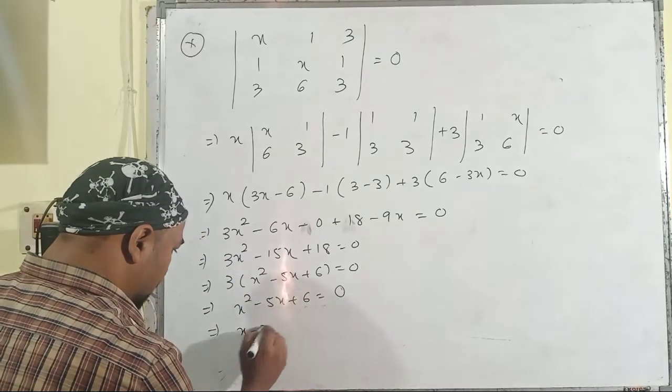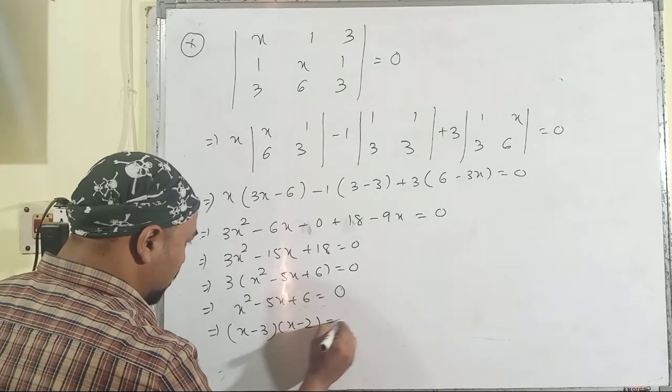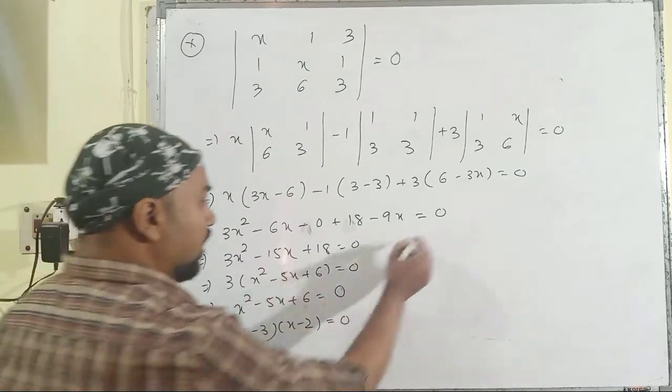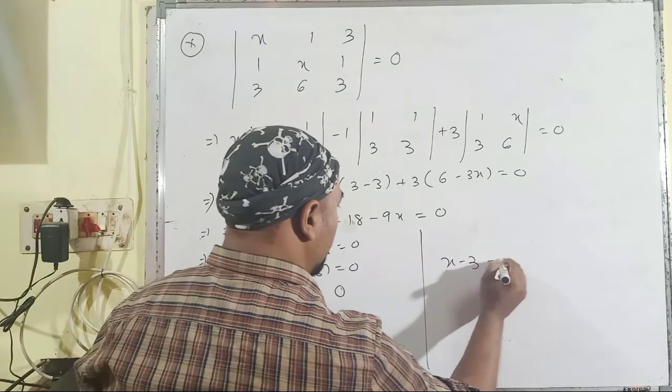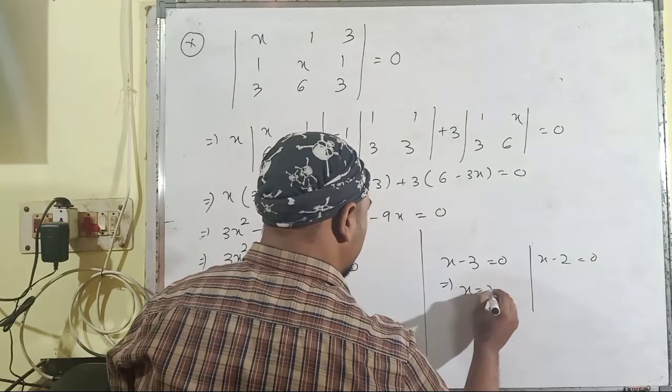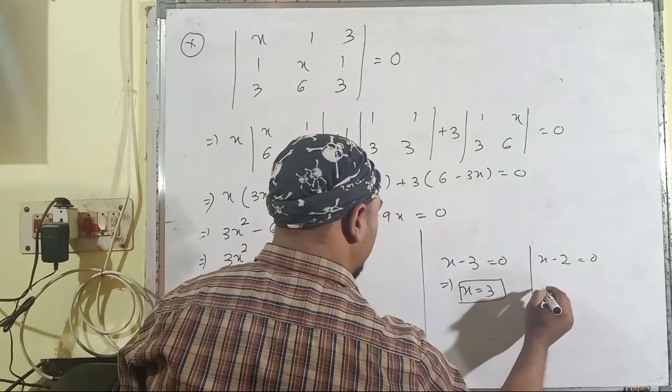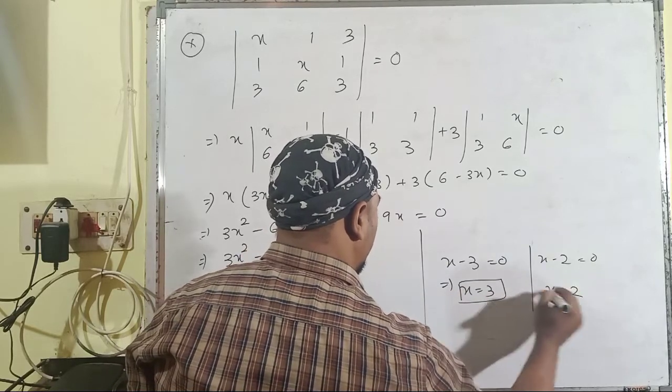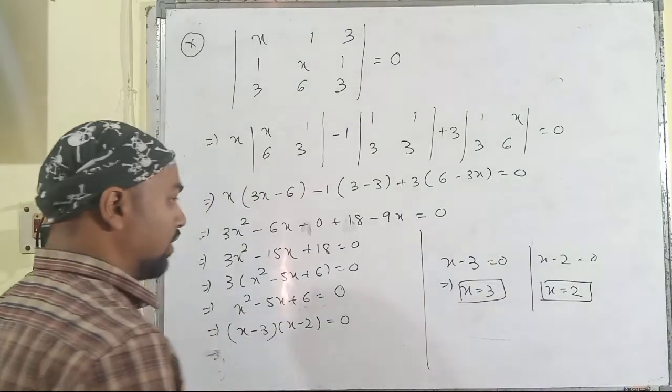So it will be x minus 3 multiplied with x minus 2 is equal to 0. That means x minus 3 is equal to 0 or x minus 2 is equal to 0. That means x is equal to 3 is the first solution of the given determinant and x is equal to 2 is the second solution of the given determinant.